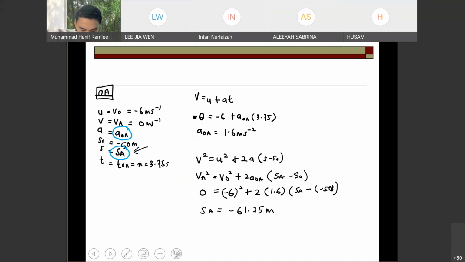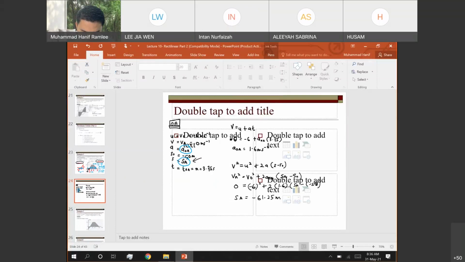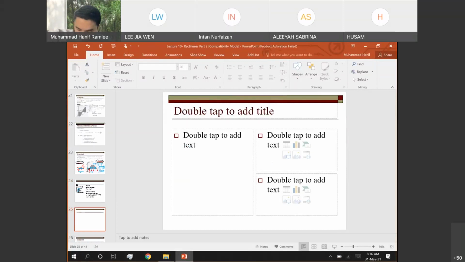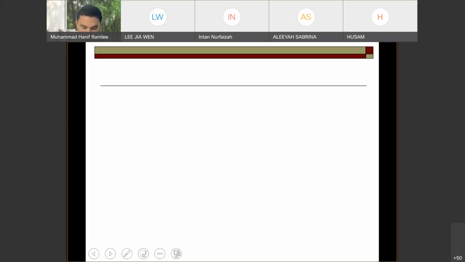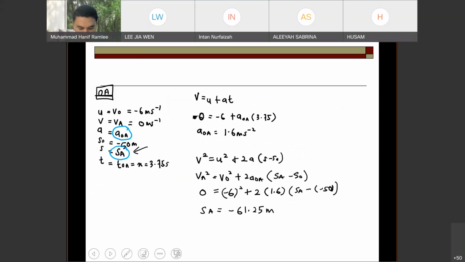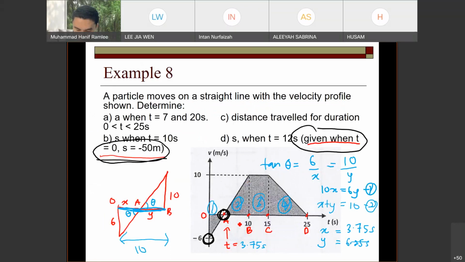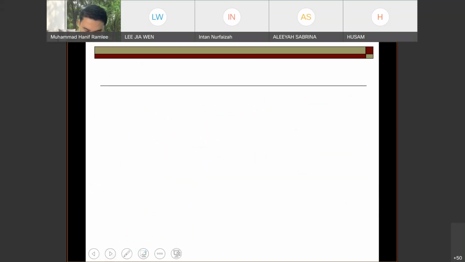Okay, the second one. New slide. Okay, this is the OA region. So the next one is the AB region. So the AB region is this thing, number 2. So you have to analyze the AB region again. Okay, let's do it. AB region.